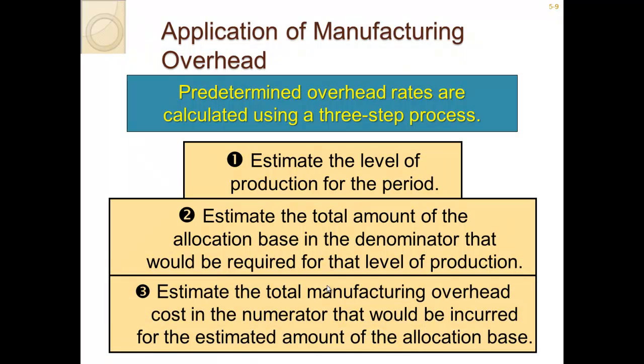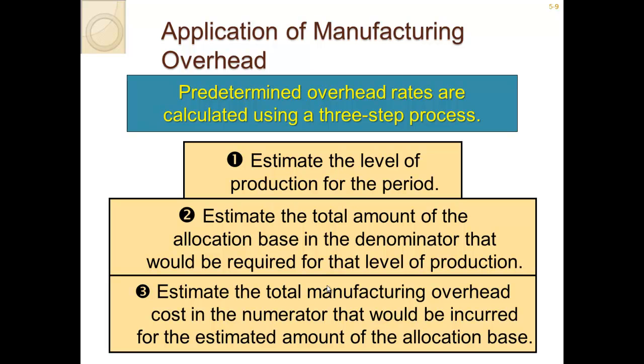So, the application of manufacturing overhead. Predetermined overhead rates are calculated using a 3-step process. First, you estimate the level of production. Second, you estimate the total amount of allocation base that would be required for that level of production. So we're estimating, all right, how many products are we going to produce, or how many things are we going to build this month or this year?